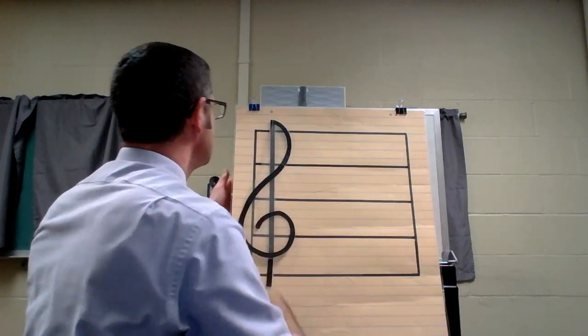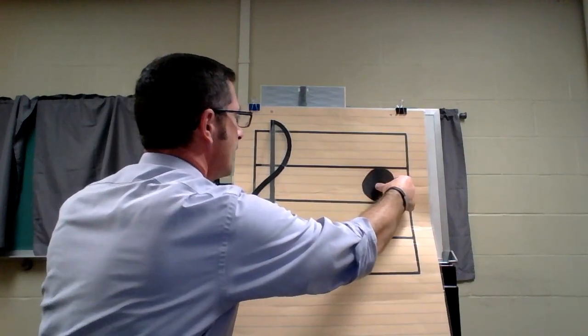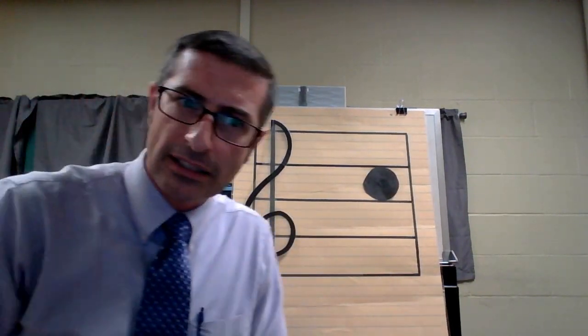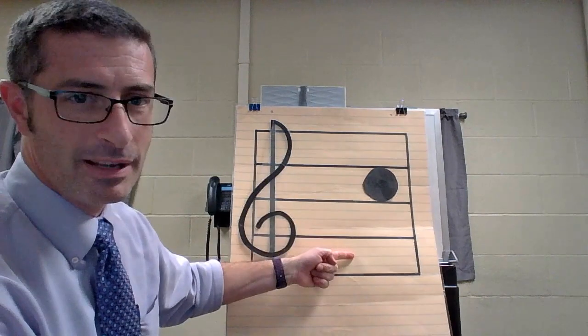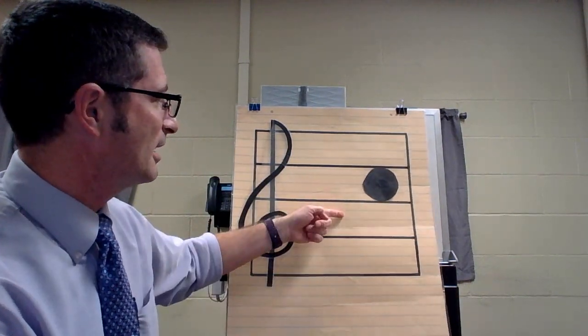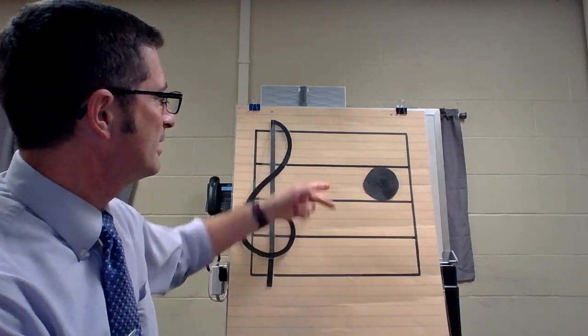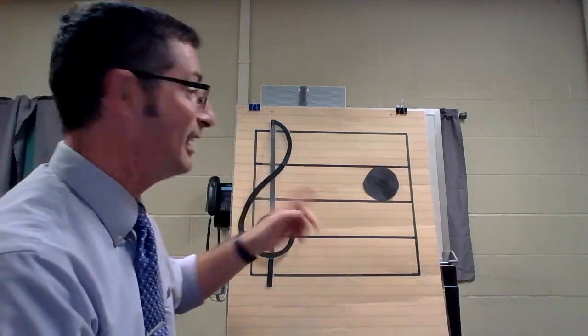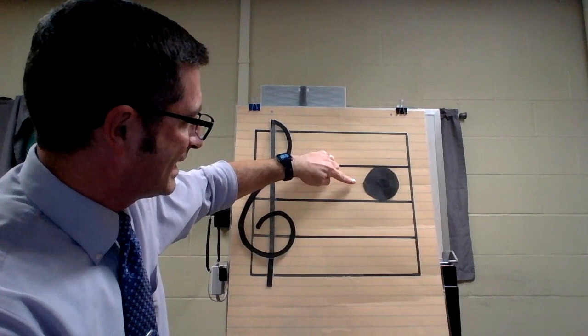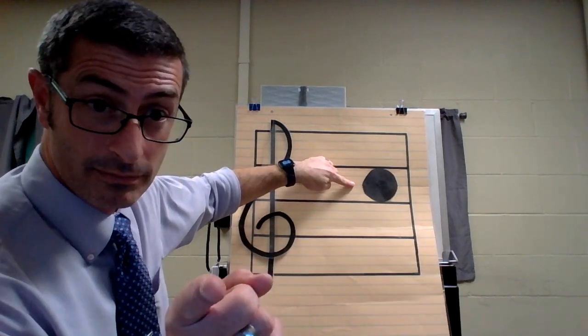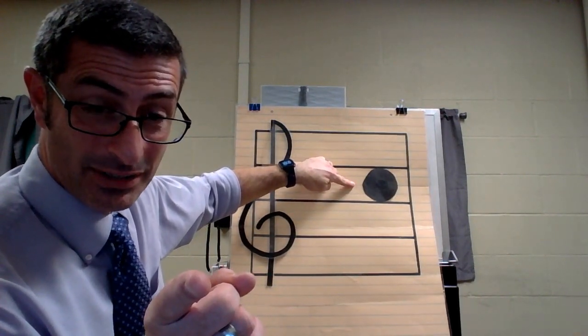Ready? Let's put this guy right there. We'll put him right there like that. Line or space? It's a space. That's right. It's a space. It's in between the lines. Is it the first space? No. Is it the second space? No. Is it the third space? Yes. It is. It's the third space. So F, A, C, letter name C. Excellent. Fantastic.